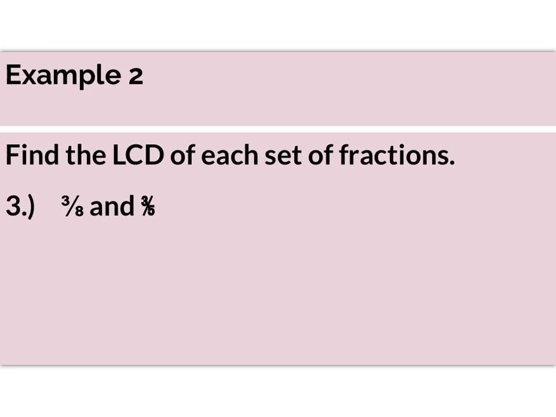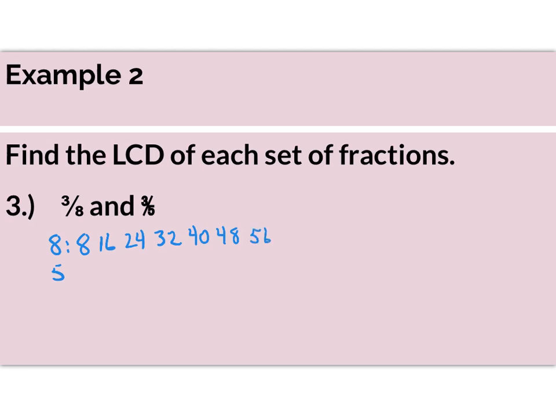So, for the lowest common denominator, we have 3/8 and 3/5. What we're going to have to do is run through the multiples of 8 and the multiples of 5. 8 times 1 is 8, times 2 is 16, then 24, then 32, and 40, 48, and 56.